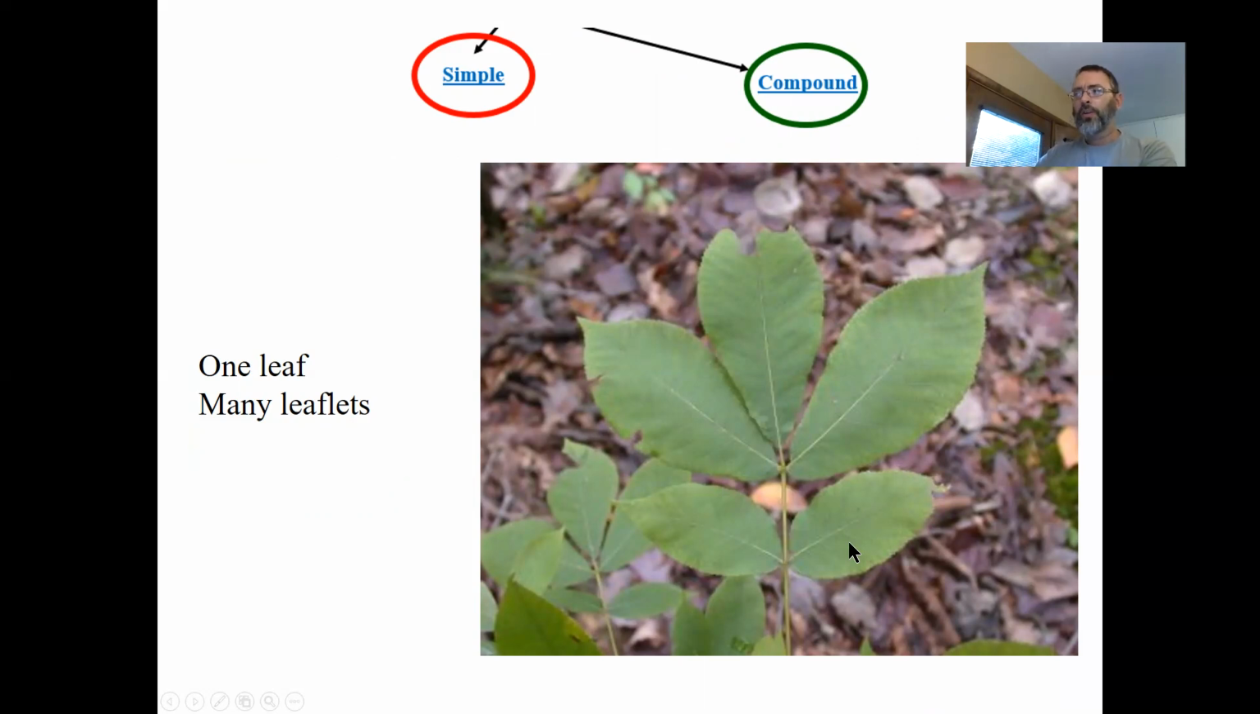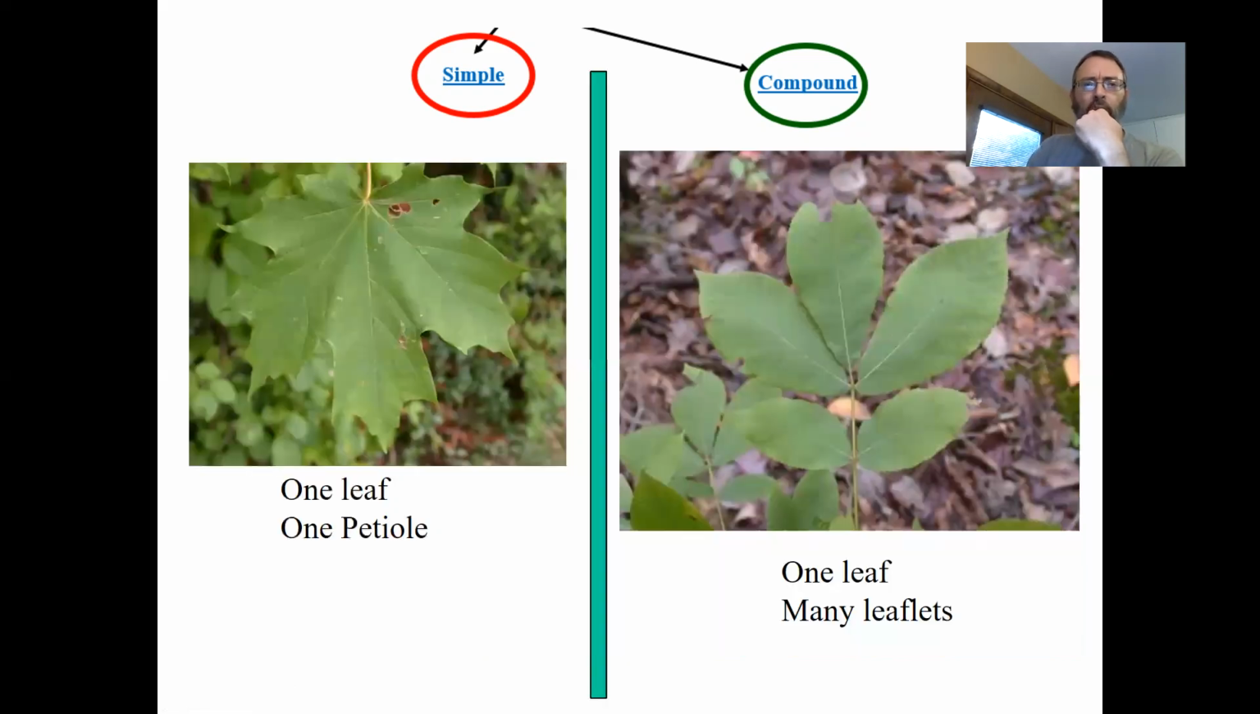You need to learn, when you look at a plant, whether you're seeing a leaf that's compound or whether it's a leaf that's simple. And in addition, if you're looking at a compound leaf, and a compound leaf is one leaf, this whole thing is the leaf, and these are leaflets, how many leaflets are there? 1, 2, 3, 4, 5. Okay, so here we have simple. This is one leaf, one petiole. This is compound, one leaf, many leaflets.